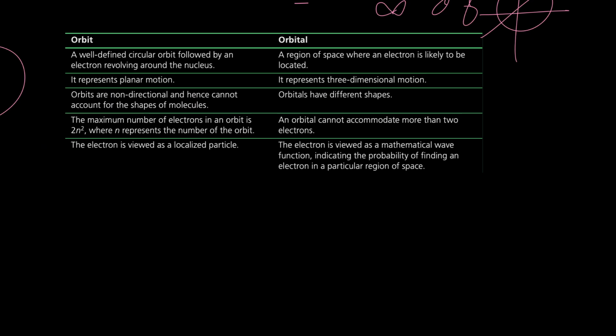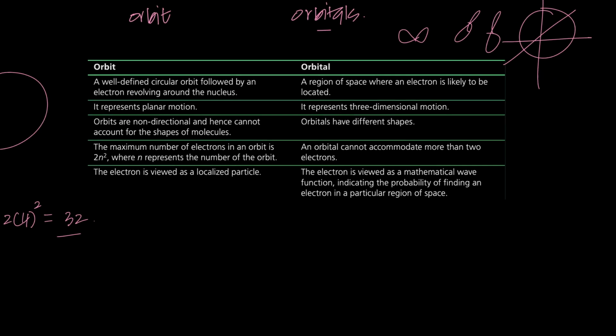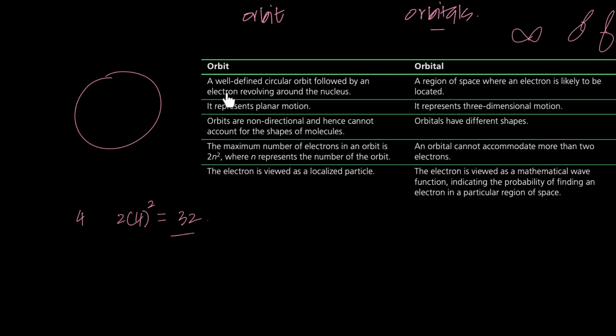And then the maximum number of electrons can be 2n squared. Remember, if you want to calculate how many electrons are there in principal quantum number 4 or orbit 4, what do you do? 2 times 4 squared. What does that give me? 4 squared is 16. 16 times 2, that's 32. That's how we roll, remember? So basically the term orbit corresponds to the principal quantum number.